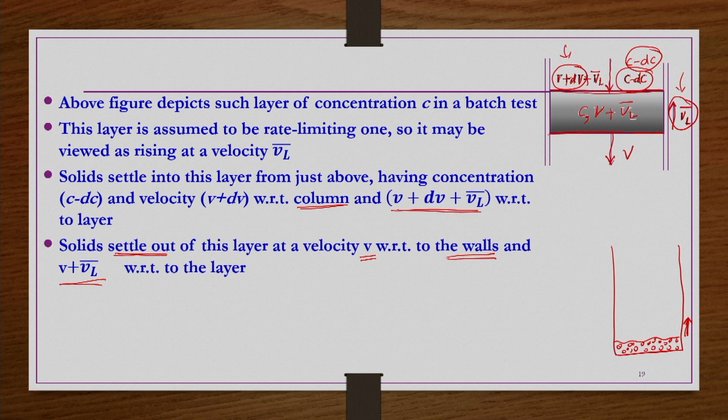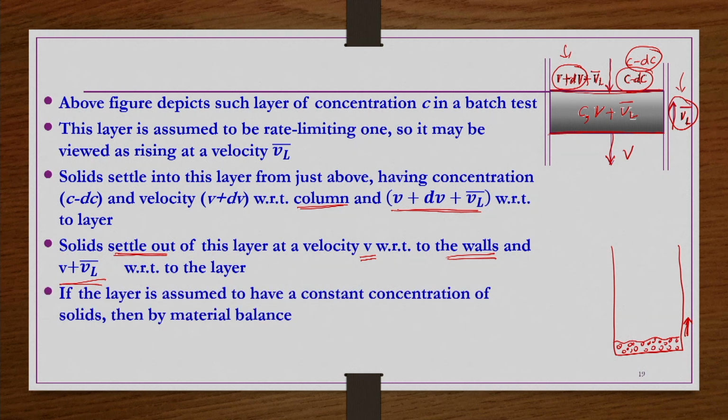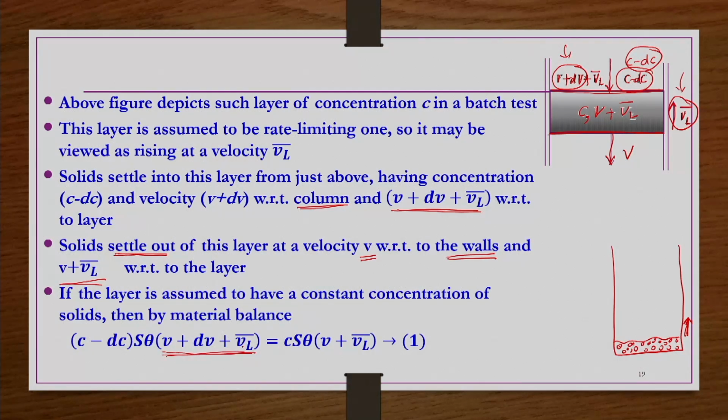Once we understand this one, the rest of everything is mathematically simple. If the layer is assumed to have a constant concentration of solids, then by material balance, what is the amount of mass entering this layer? That should be the entering velocity V plus dV plus VL bar, multiplied by the time, multiplied by the area normal to the flux, and then multiplied by the concentration of the solids coming into the layer. That will give us the kgs of solids entering into the layer.